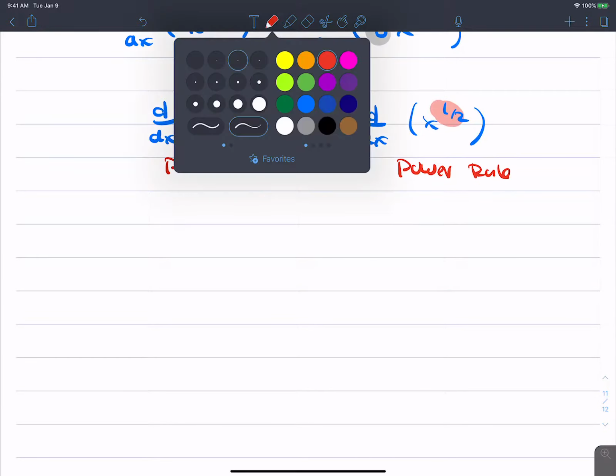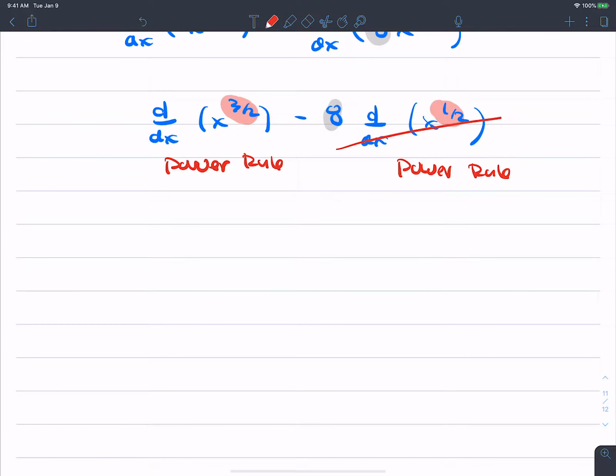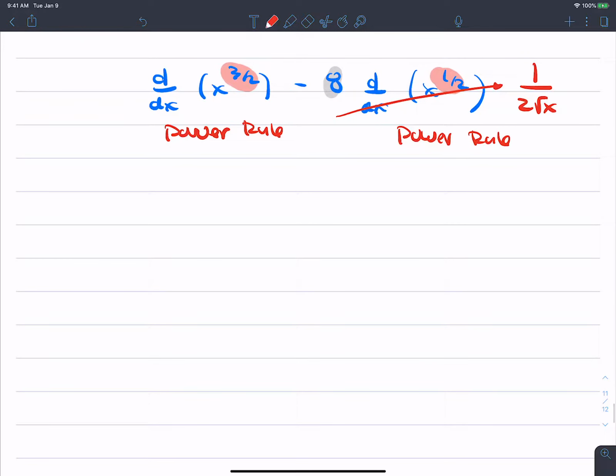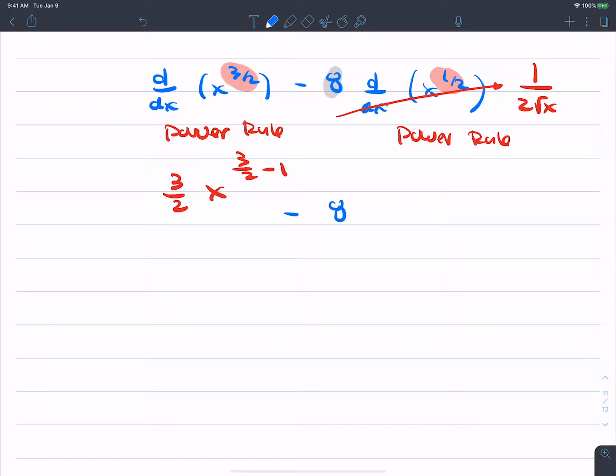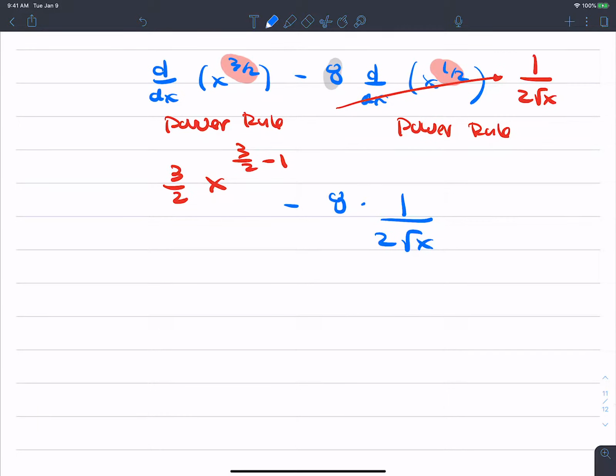And I'm gonna do this. Take a look. Remember what I said? Shows up a lot. 1/2 square root of x. I already got that one out of the way. I just now have to get the next one. So power rule for the first one there. 3/2 x to the 3/2 minus 1. There's my power rule. Minus 8 times 1/2 square root of x. So I'm bringing it down so I don't forget.